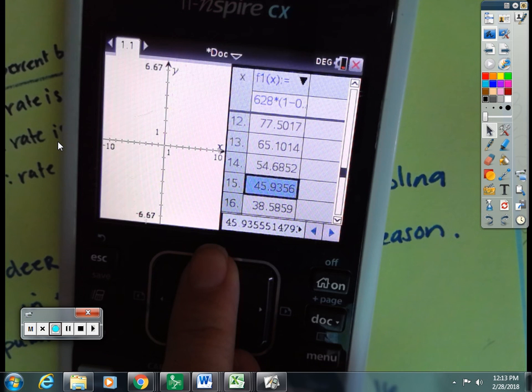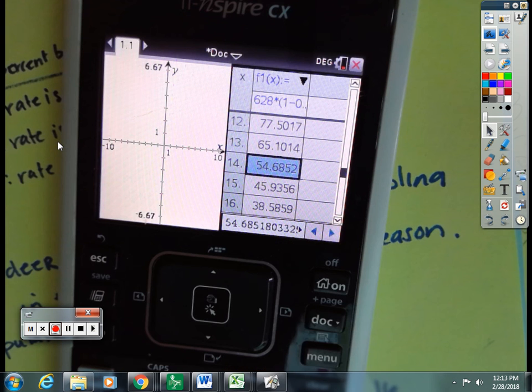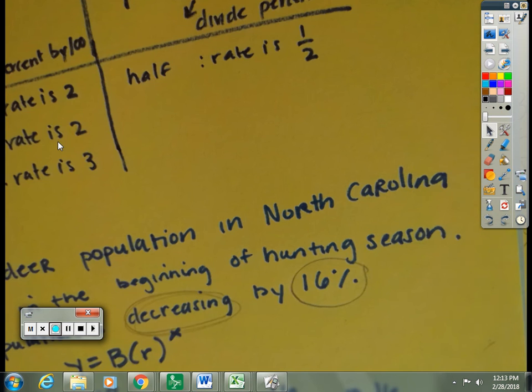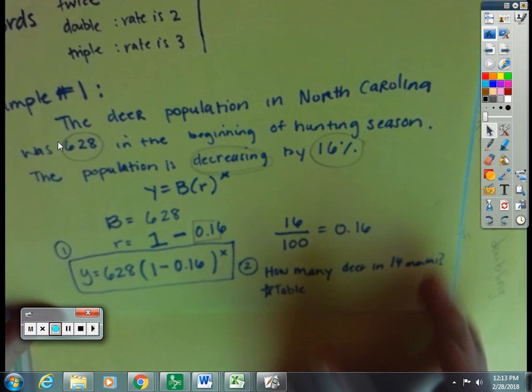In 14 months, there are 54 deer left. So that would be your answer to number 2. First answer is the equation. Second answer is 54 deer.